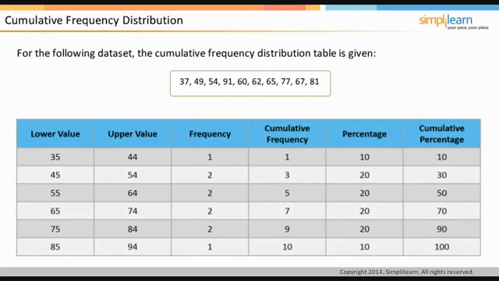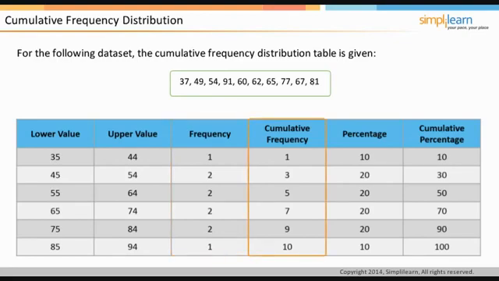The ages of all the participants in a chess tournament are recorded. The lowest age is 37, and the highest is 91. Keeping intervals of 10, the lowest interval starts with the lower limit as 35 and the upper limit as 44. Similar intervals are created until an upper limit of 94. In the frequency column, the number of times a result appears in a particular interval is recorded.